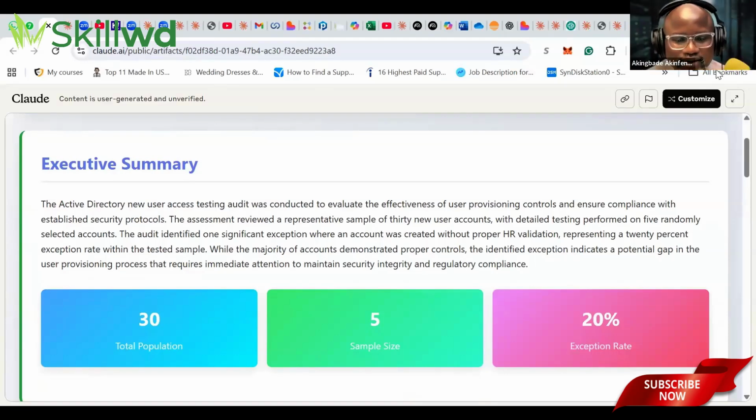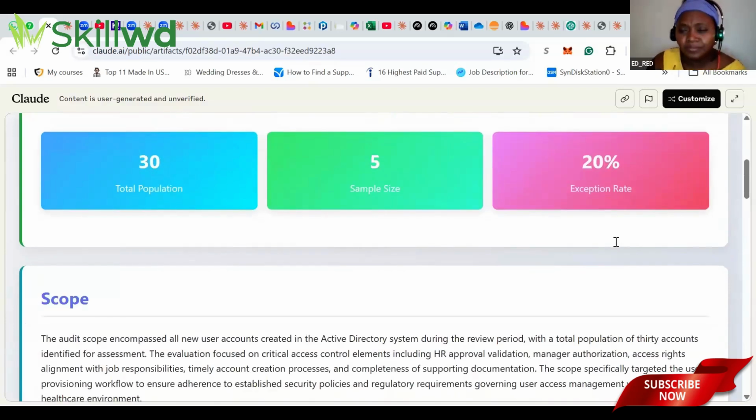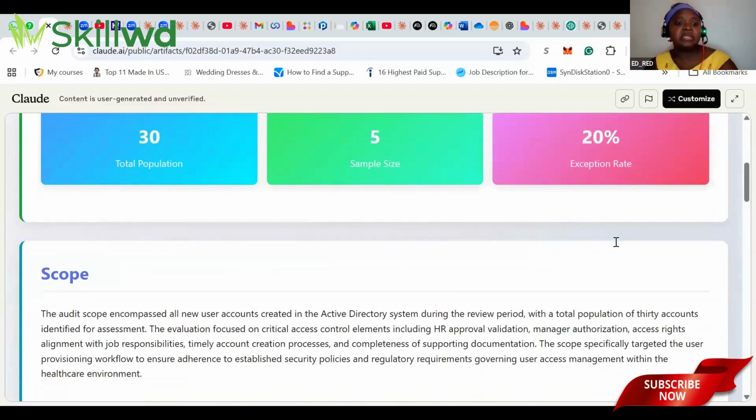Yes. Okay. So the assessment reviewed a representative sample of 30 new user accounts with detailed testing performed on 5 randomly selected accounts. While the majority of the accounts demonstrate proper control, the identified exception indicates a potential gap in the user provisioning process that requires immediate attention to maintain security, integrity, and regulatory compliance. So this is how I resolved it. We got a 20% exception rate.